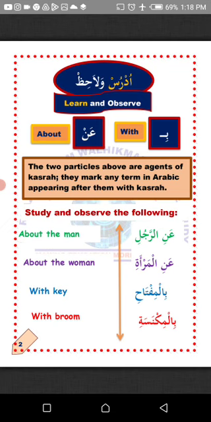Number one, anir rajuli, that means about the man. So an, the nunun in ani is supposed to be taking sukun. However, the lamun is also taking sukun, even though the sukun is hidden. In Arabic, two letters carrying sukun will never meet at the same time. We must do something to avoid it.